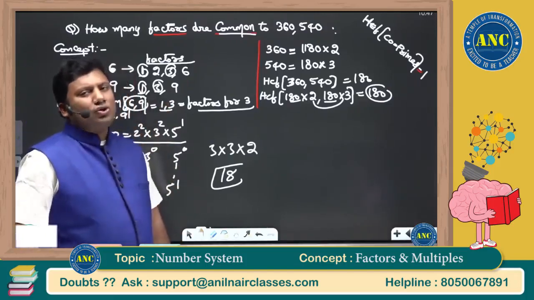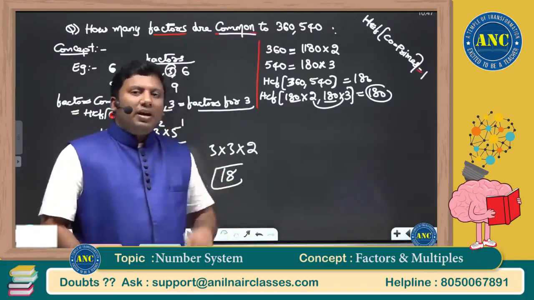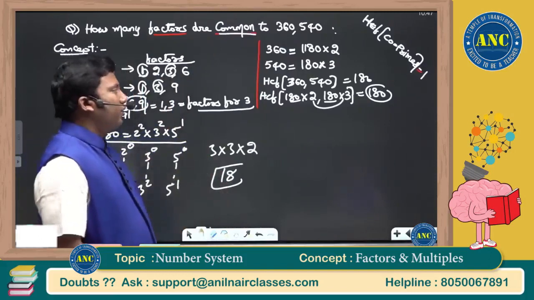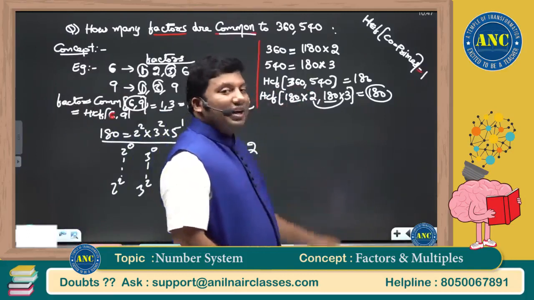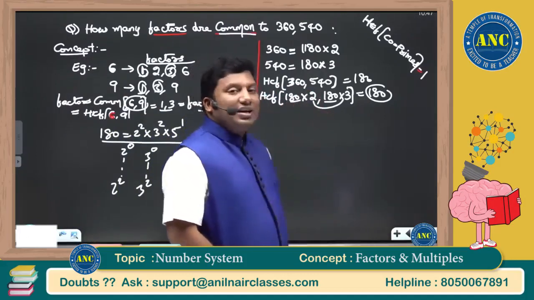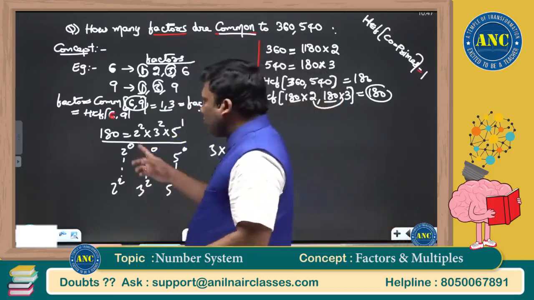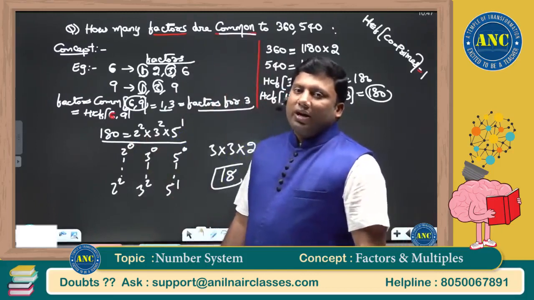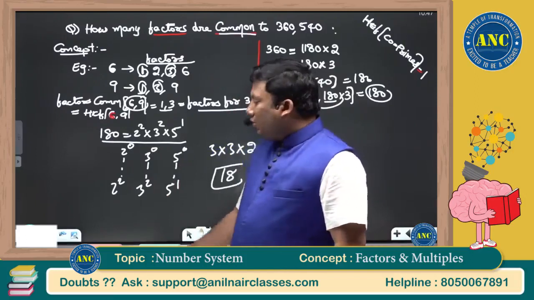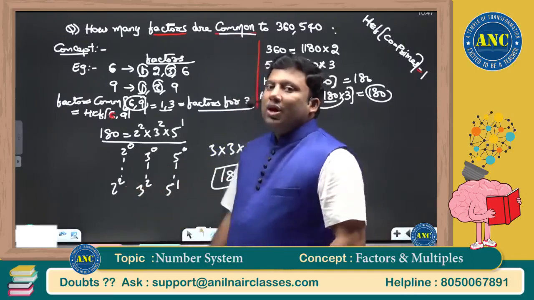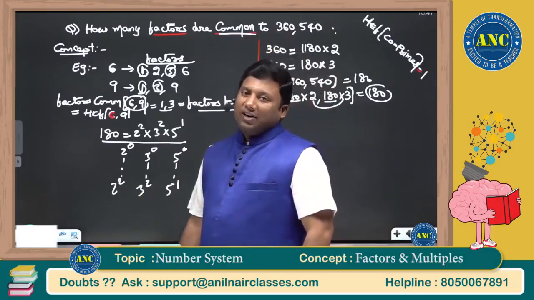There are various ways to do HCF. Tomorrow, almost 1.5 hours, I'll spend on LCM and HCF, various ways to check it out. One way: 360 is 180 into 2, 540 is 180 into 3. 180 is taken out. 2 and 3 are co-prime, and HCF of co-primes is 1. 180 factors are 2 square into 3 square into 5 power 1, so 3 into 3 into 2, there are 18 factors which are common to 360 and 540.